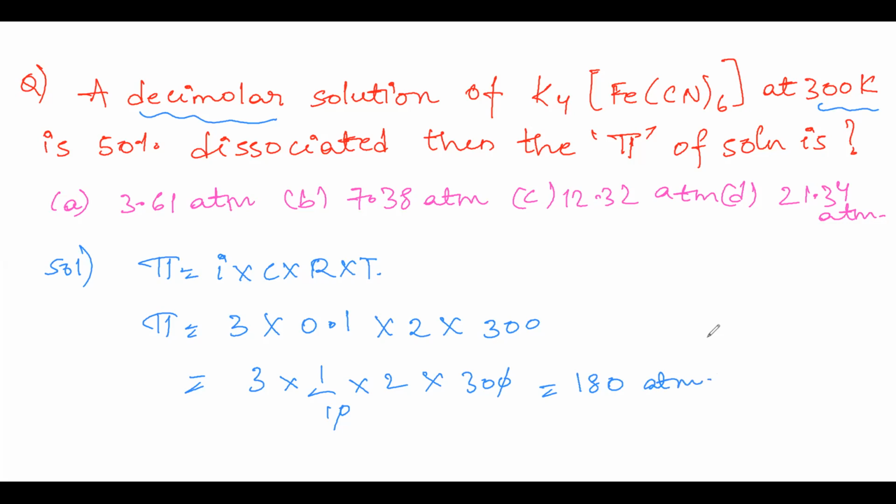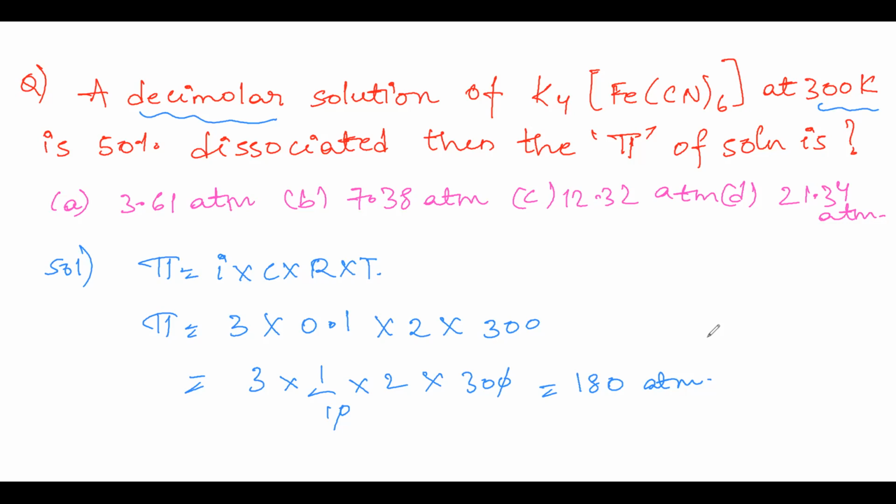So I think the option is given wrong. The osmotic pressure pi is equal to i into C into RT. So the i value we already got, that is 3, and C is equal to 0.1. The i value is 3, it is correct. The R value is also 1.98 or 2. So instead of 1.98, I have taken 2.